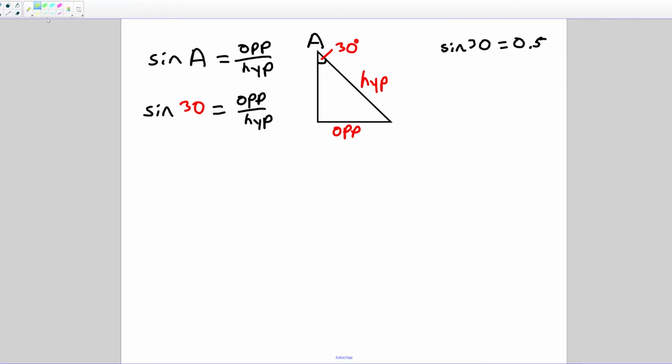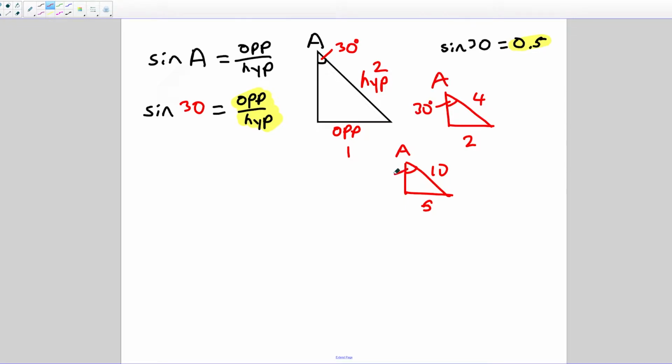What that means is that this ratio of opposite over hypotenuse has to be 0.5 if your angle is 30 degrees. So this side could be 1 and this side could be 2. We could also have alternative triangles where this could be 2 and that's 4. We could have something like 5 and 10. As long as we know we're looking at this angle here, this angle has to be 30 degrees in all these cases. So if the ratio of the opposite over the hypotenuse is 1/2 or 0.5, then that corresponding angle has to be 30 degrees.